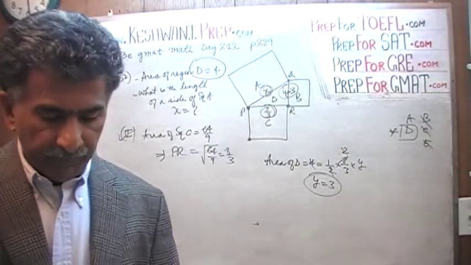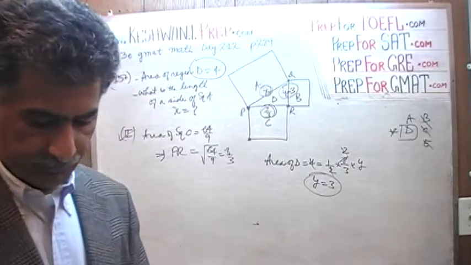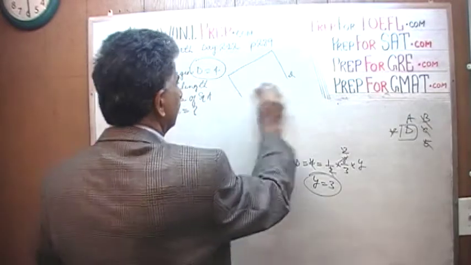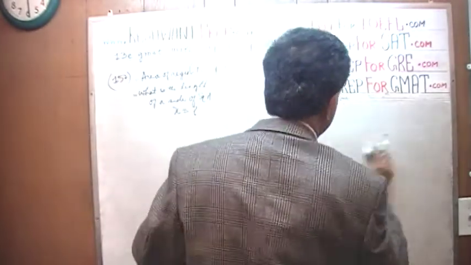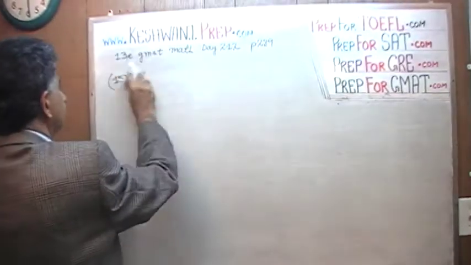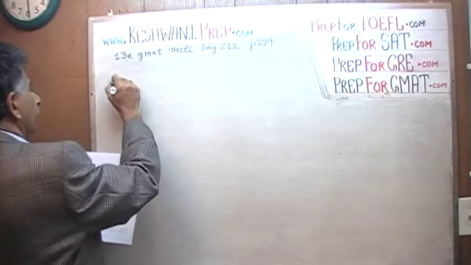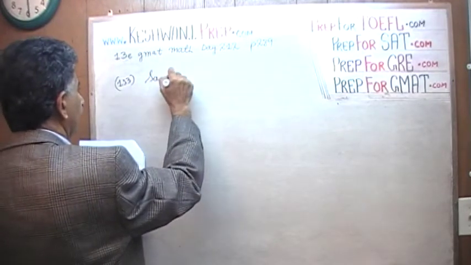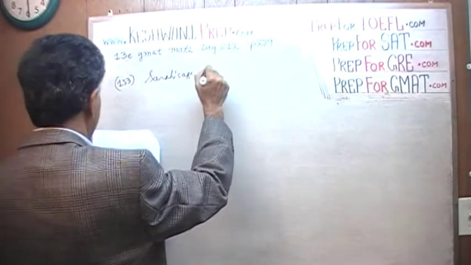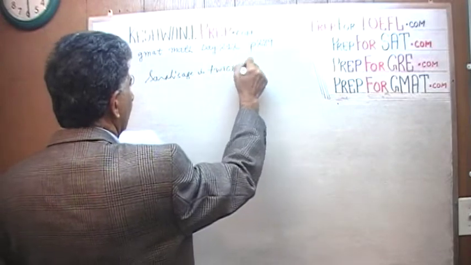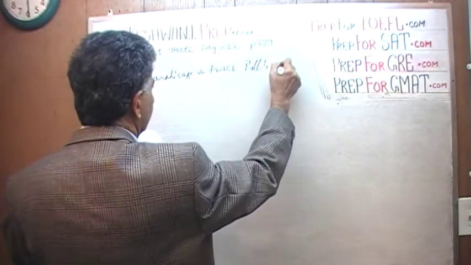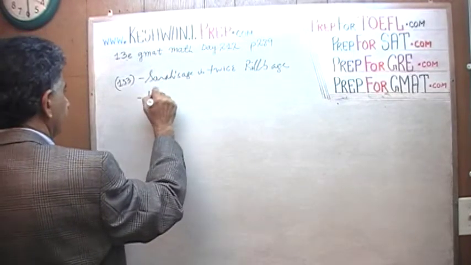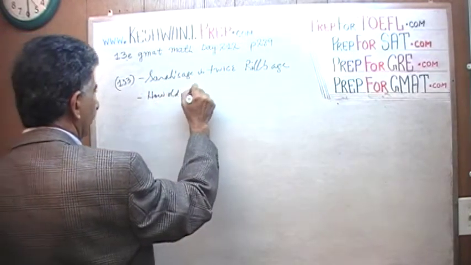Let's do the next problem, shall we? Number 153. In 153, they tell us that Sarah's age is twice Bill's age. And the question is, how old is Sarah?